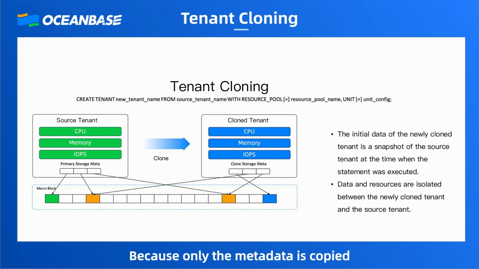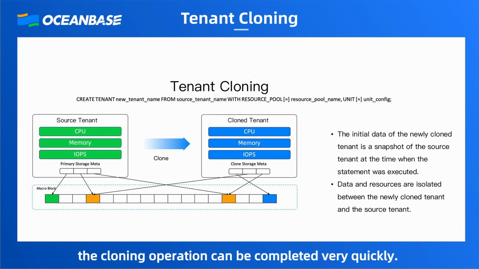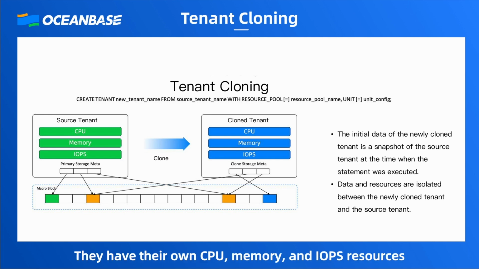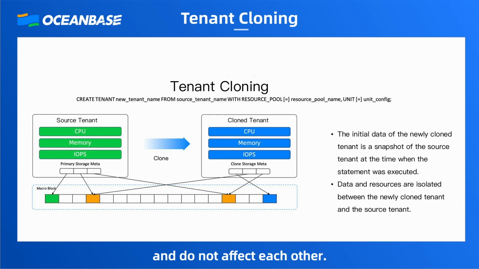Because only the metadata is copied during the entire cloning process, without actually duplicating the data, the cloning operation can be completed very quickly. In our testing environment, it only takes 2 minutes to clone an 8-core 64GB tenant from a tenant with the same configurations and 500,000 tables. The newly cloned tenant and the source tenant are completely independent. They have their own CPU, memory, and IOPS resources and do not affect each other.